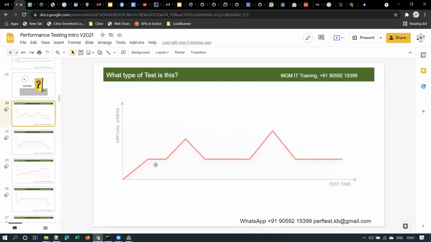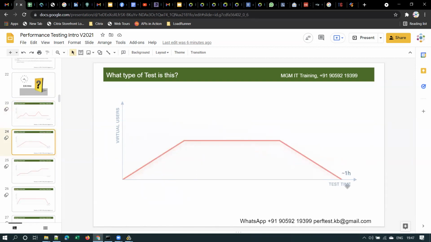Some interviewers ask you to draw the graph. That's the reason I have included this. You also need to understand each type of performance testing in detail, and how to represent it in the form of a graph. Now, what type of test is this? Again, on the x-axis you have test duration, and on the y-axis you have virtual users.